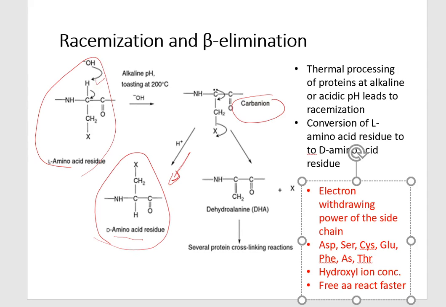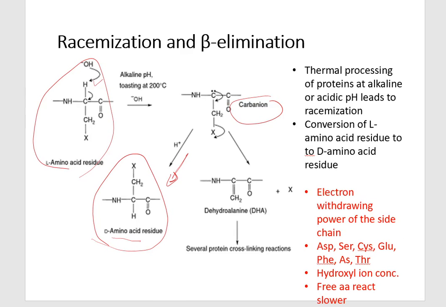It's like the rate is about 10 times faster. So 10 times faster in proteins than free amino acids. So it's the other way, sorry. Okay, so what's the meaning of this reaction? What happens with racemization of amino acid residues? So racemization of amino acid residues causes a reduction in protein digestibility.